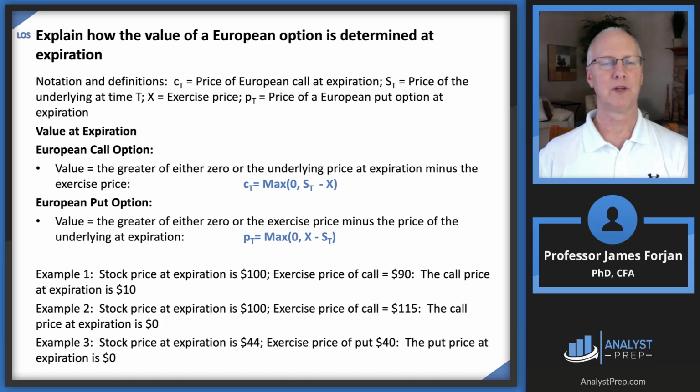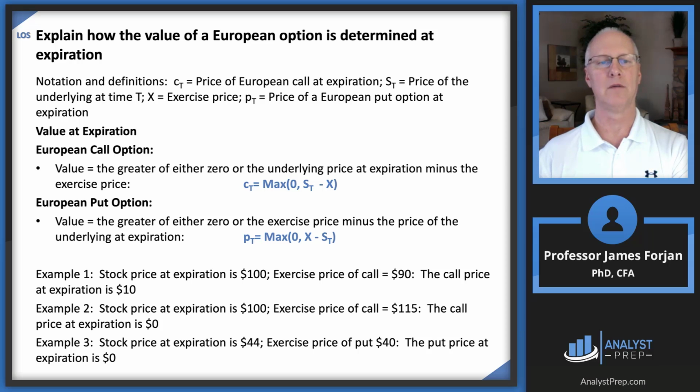How about options? Explain how the value of a European option is determined at expiration. All right, so let's make sure we get to familiarize ourselves with the notation. So there's the call price. There's the price of the underlying asset. A lot of times it's used with the S for stock. X is the exercise price. P is the price of a European put option.